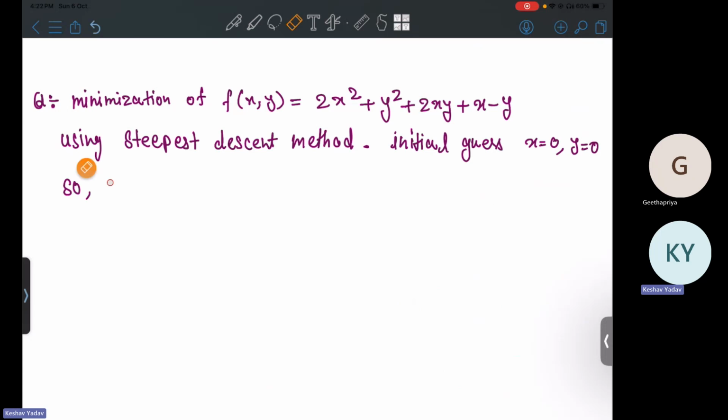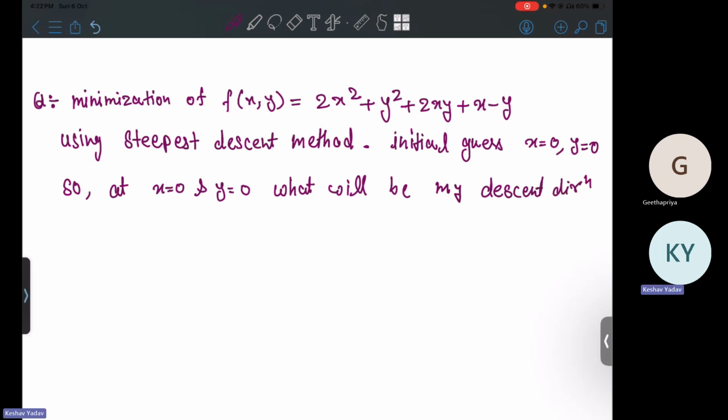So at x equal to 0 and y equal to 0, what will be my descent direction? Okay, I need to tell the descent direction at x equal to 0 and y equal to 0. So what will be the answer? It will be a vector, na? Means it will be a column matrix. So please tell me what will be the descent direction. Please reply on the chat box. Okay, solve this problem and reply on the chat box.